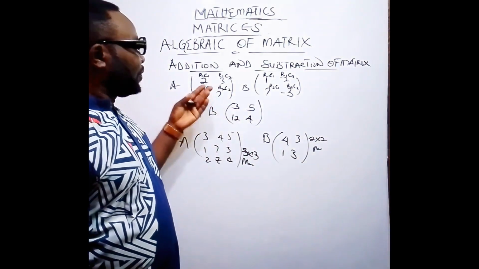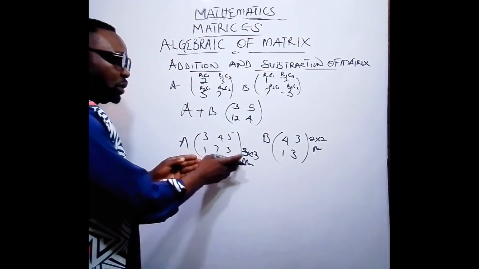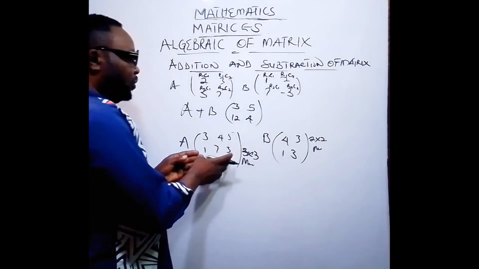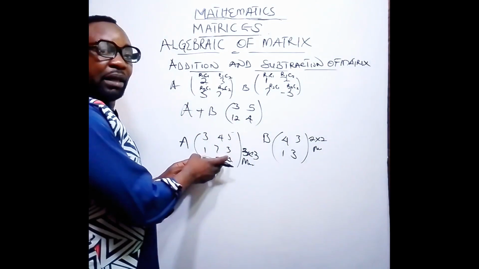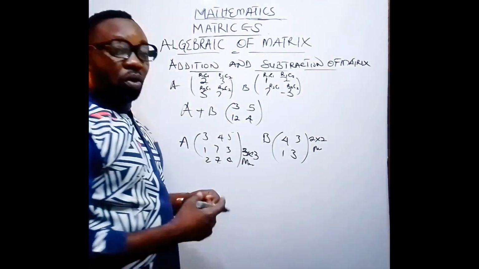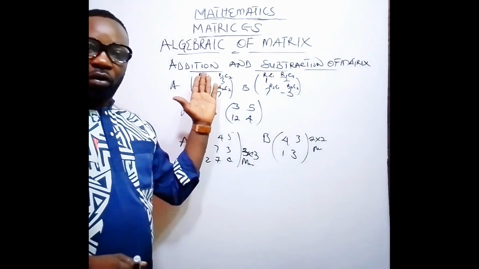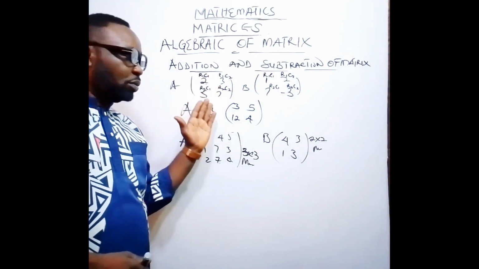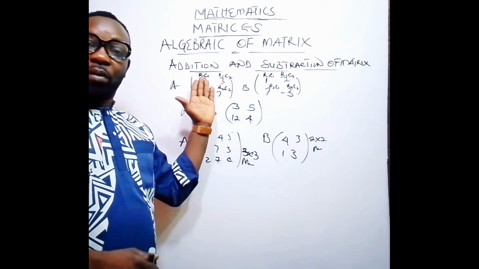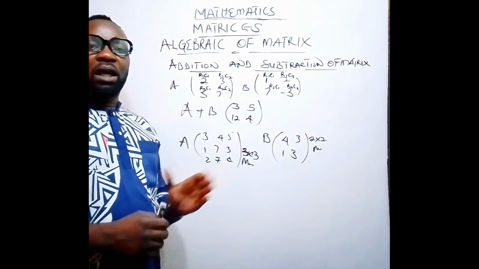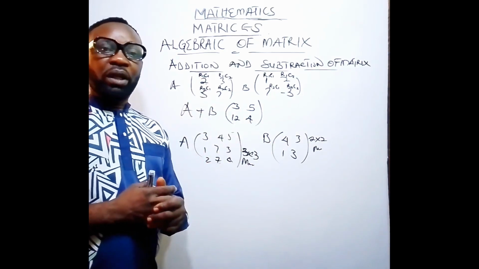But if B, the value that we have here, is also a 3 by 3 matrix, you can go ahead to do the addition by adding the entries with the same row number and column number together to get the value you need.